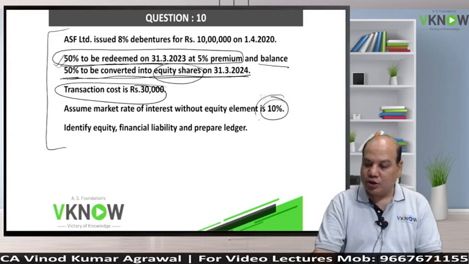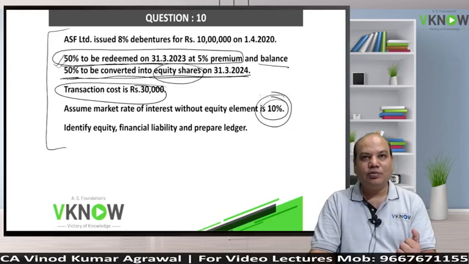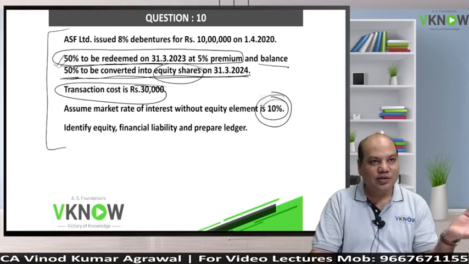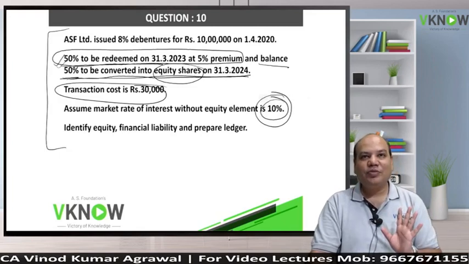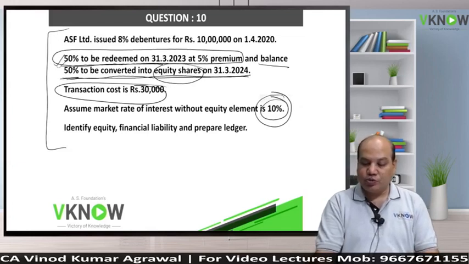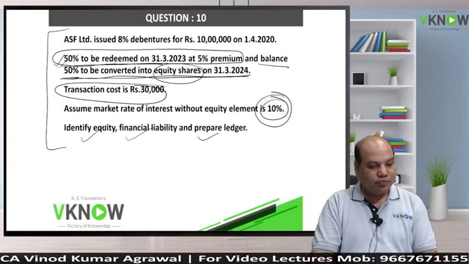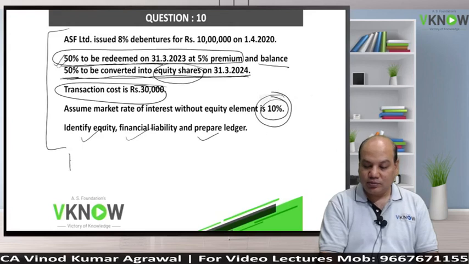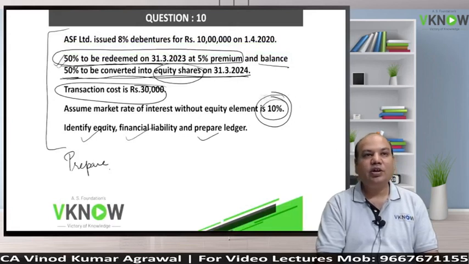This will be first used for discounting purpose. First it will be used to find out what is the financial liability part. Later on, if the financial liability balance changes, which will change, you have to recalculate the IRR. Then this 10% is not applicable for further accounting. I have to recalculate the IRR. So you have to find out equity, liability, prepare ledger also, and also prepare financial statement extract. Write in the question. This is a question designed for understanding purpose. Prepare financial statement extracts.